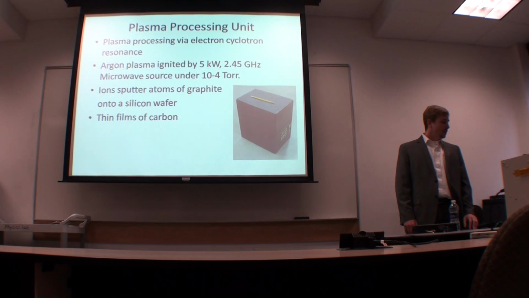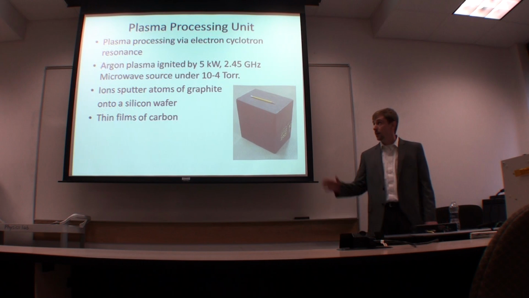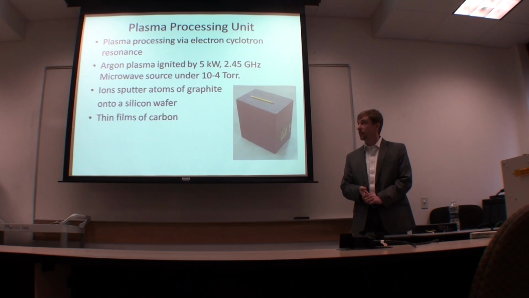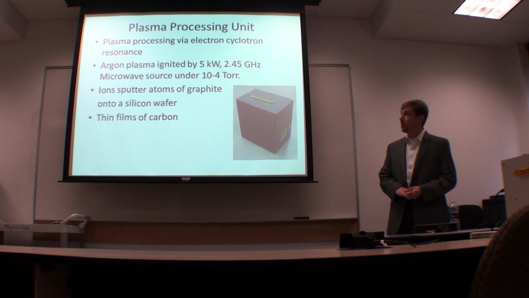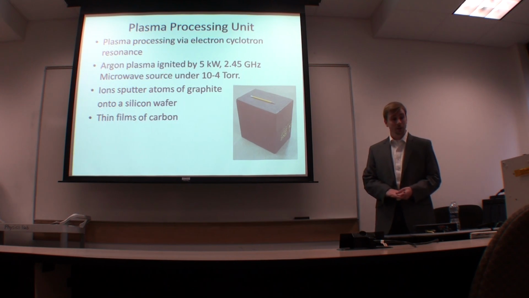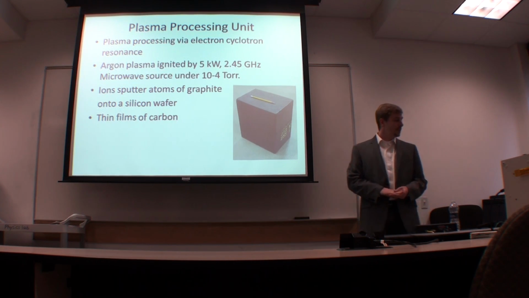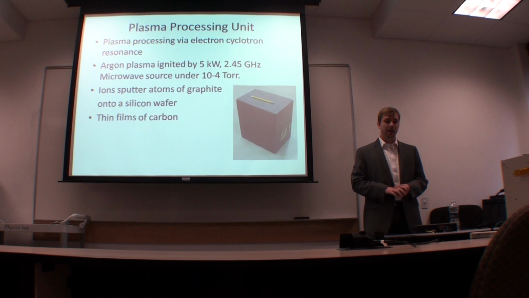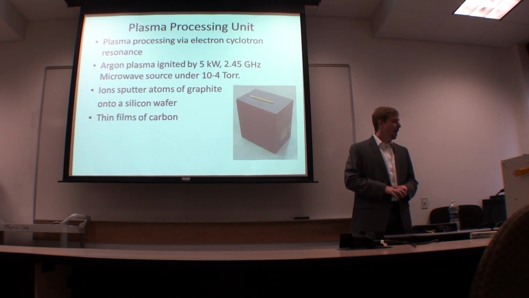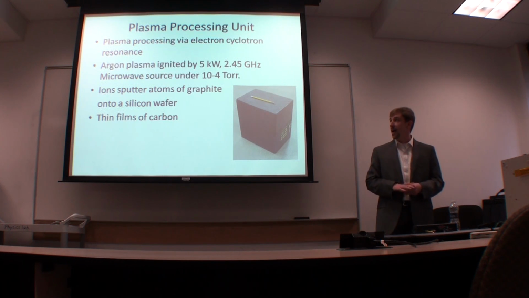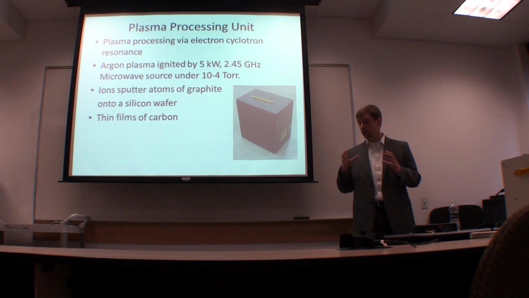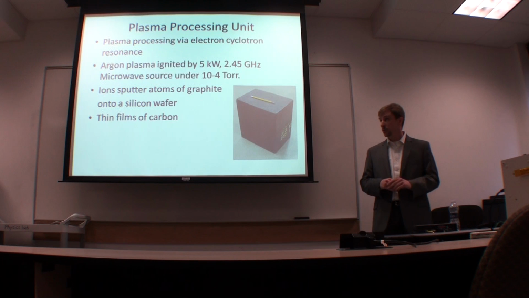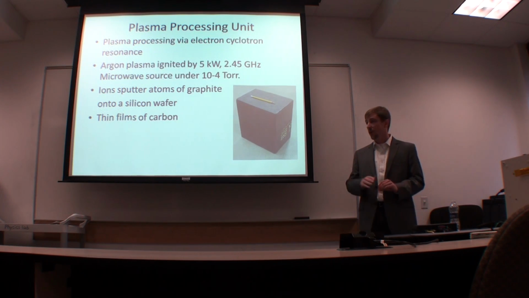So we started with the plasma processing unit. And I'm not going to talk a whole lot about it, but essentially the long term is plasma processing via electron cyclotron resonance. This is a machine that ignites argon plasma using a microwave source, and it's under vacuum. What happens is ions are created, and they are bombarded against basically a source of graphite, which sputters atoms onto a silicon wafer.